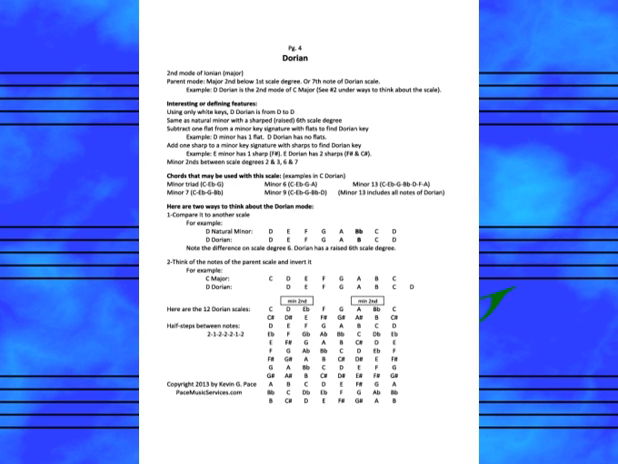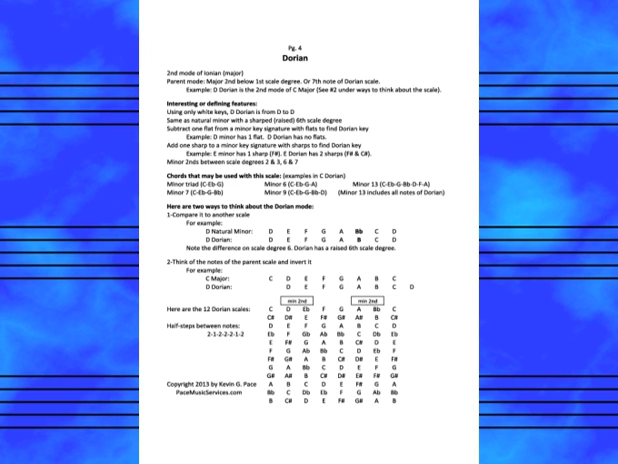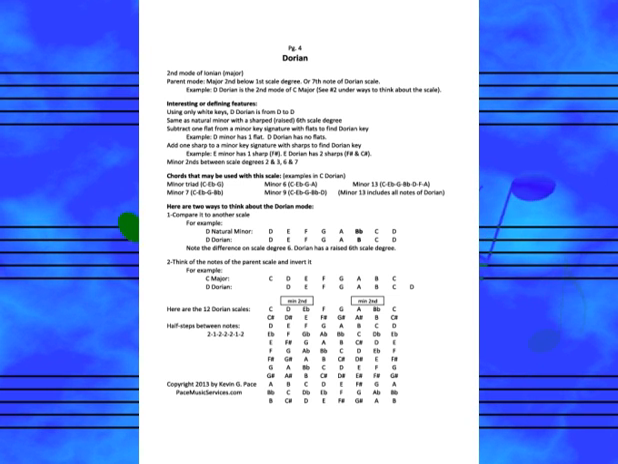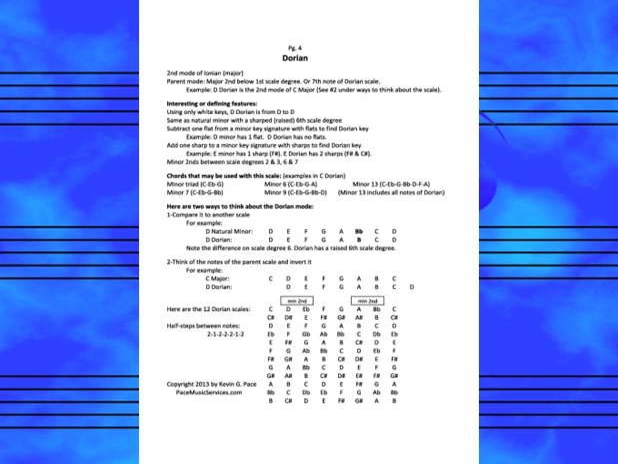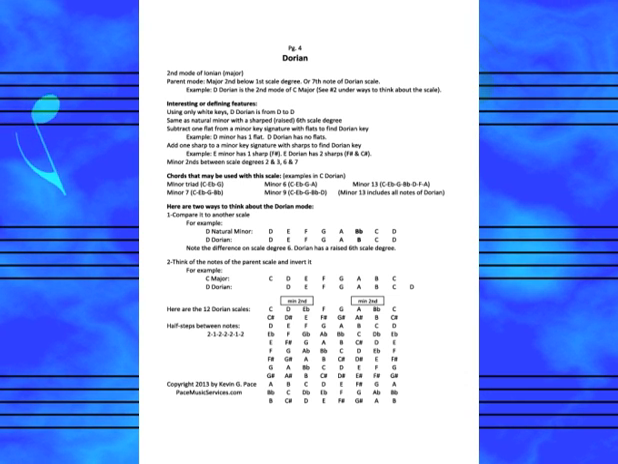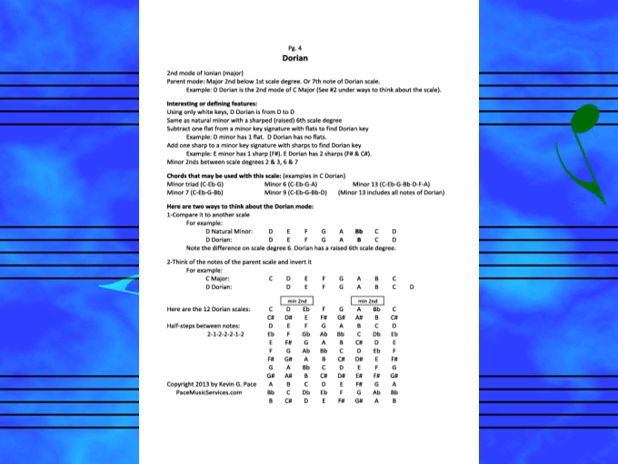4. You can add one sharp to a minor key signature with sharps to find the Dorian key. For example, E minor has one sharp, F sharp. E Dorian has two sharps, F sharp and C sharp. 5. There are minor seconds, or half steps, between scale degrees 2 and 3 and 6 and 7. There are several chords that may be used with this scale.